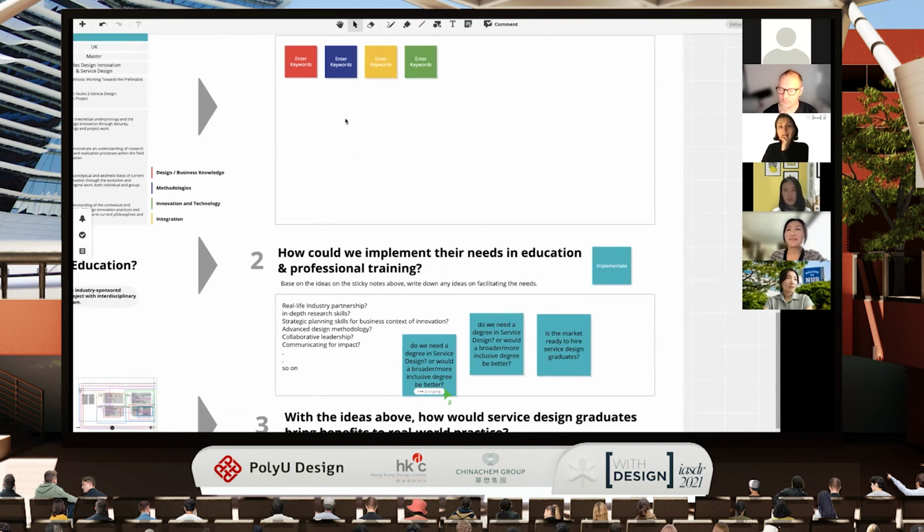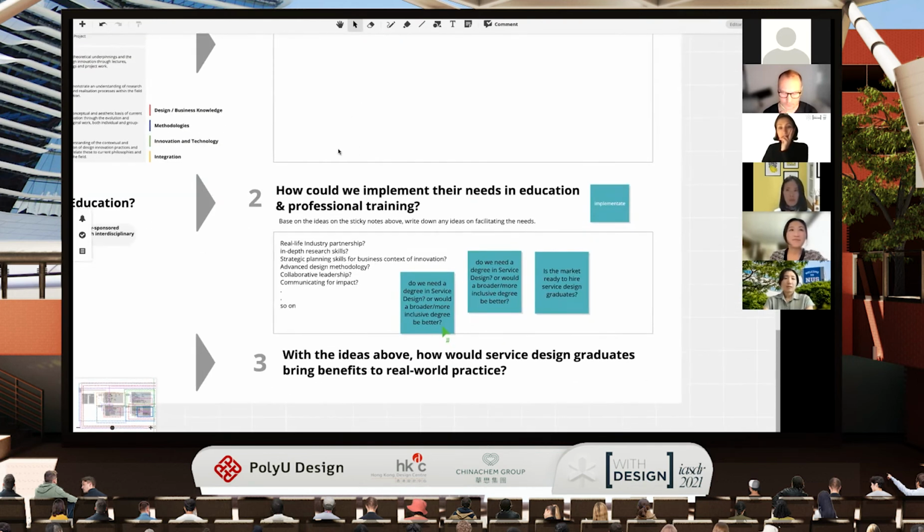Okay, so we already have some comments here on the board. And one of these is, do we need a degree in service design, or would a broader, more inclusive degree be better? Or is the market ready to hire service design graduates? I imagine that this is referring to Hong Kong, probably.